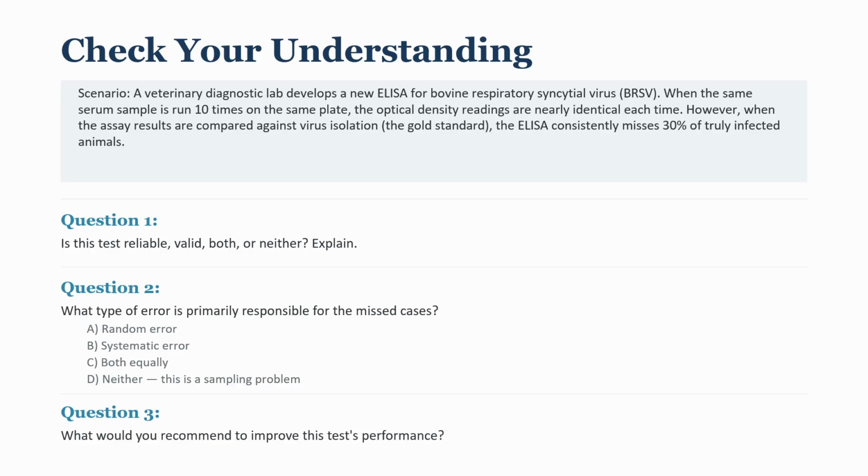This is exactly the kind of reasoning the ACVPM exam tests, not just knowing the definitions, but applying them to a specific scenario and identifying what's broken and how to fix it.